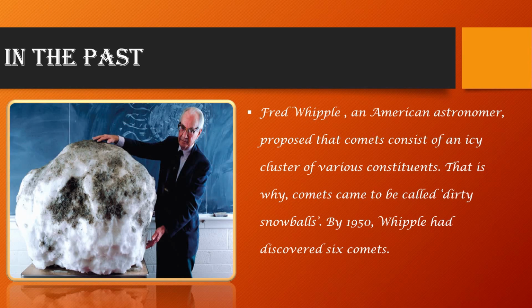Students, in the past, Fred Whipple, an American astronomer, proposed that comets consist of an icy cluster of various constituents. That is why comets came to be called dirty snowballs. By 1950, Whipple had discovered 6 comets.